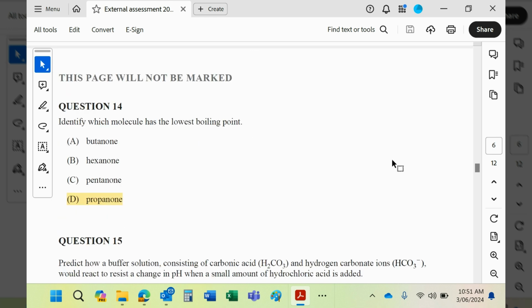Which molecule has the lowest boiling point? They're all ketones, so you're simply looking for the smallest of them because the smallest will have the weakest dispersion forces and therefore the lowest boiling point.